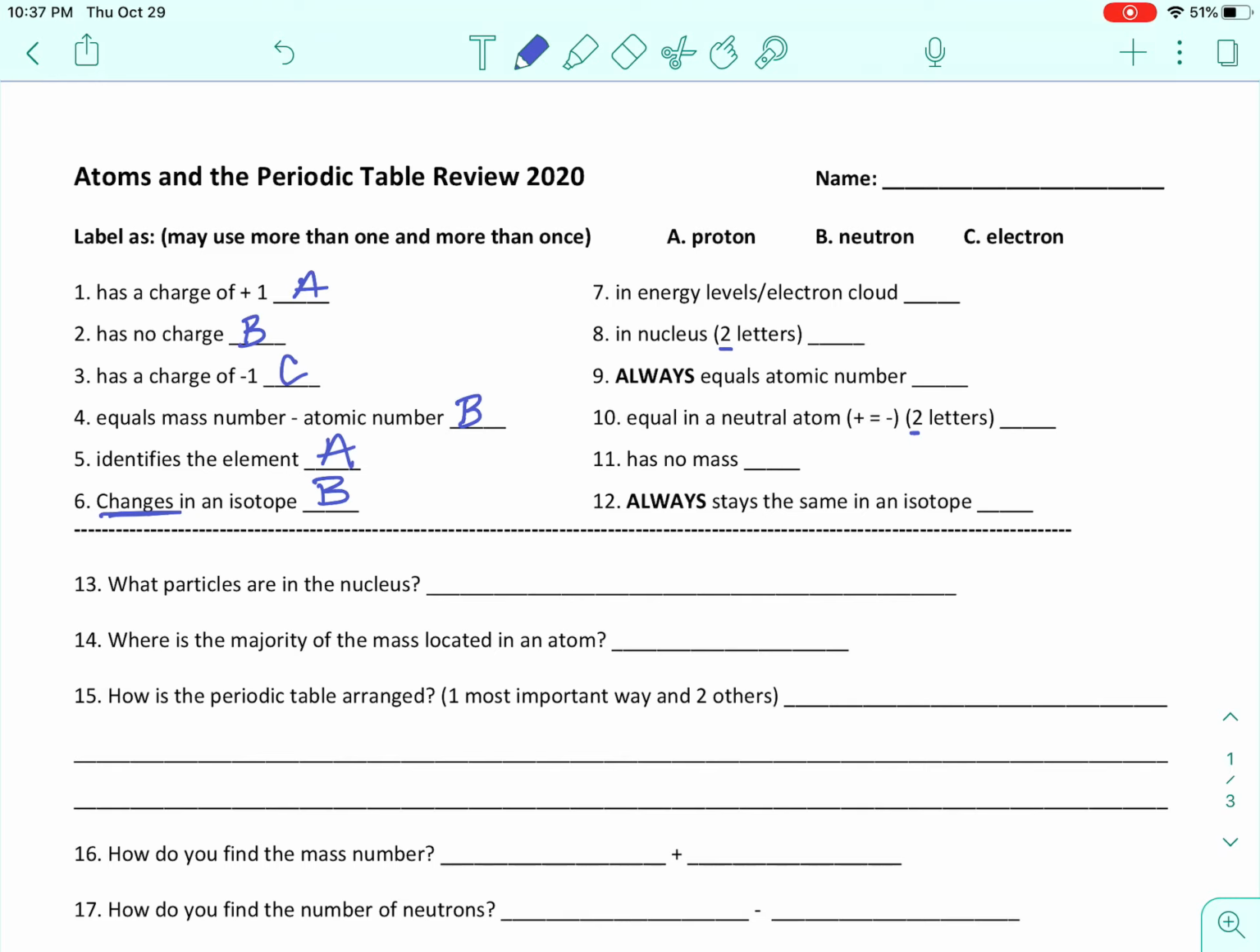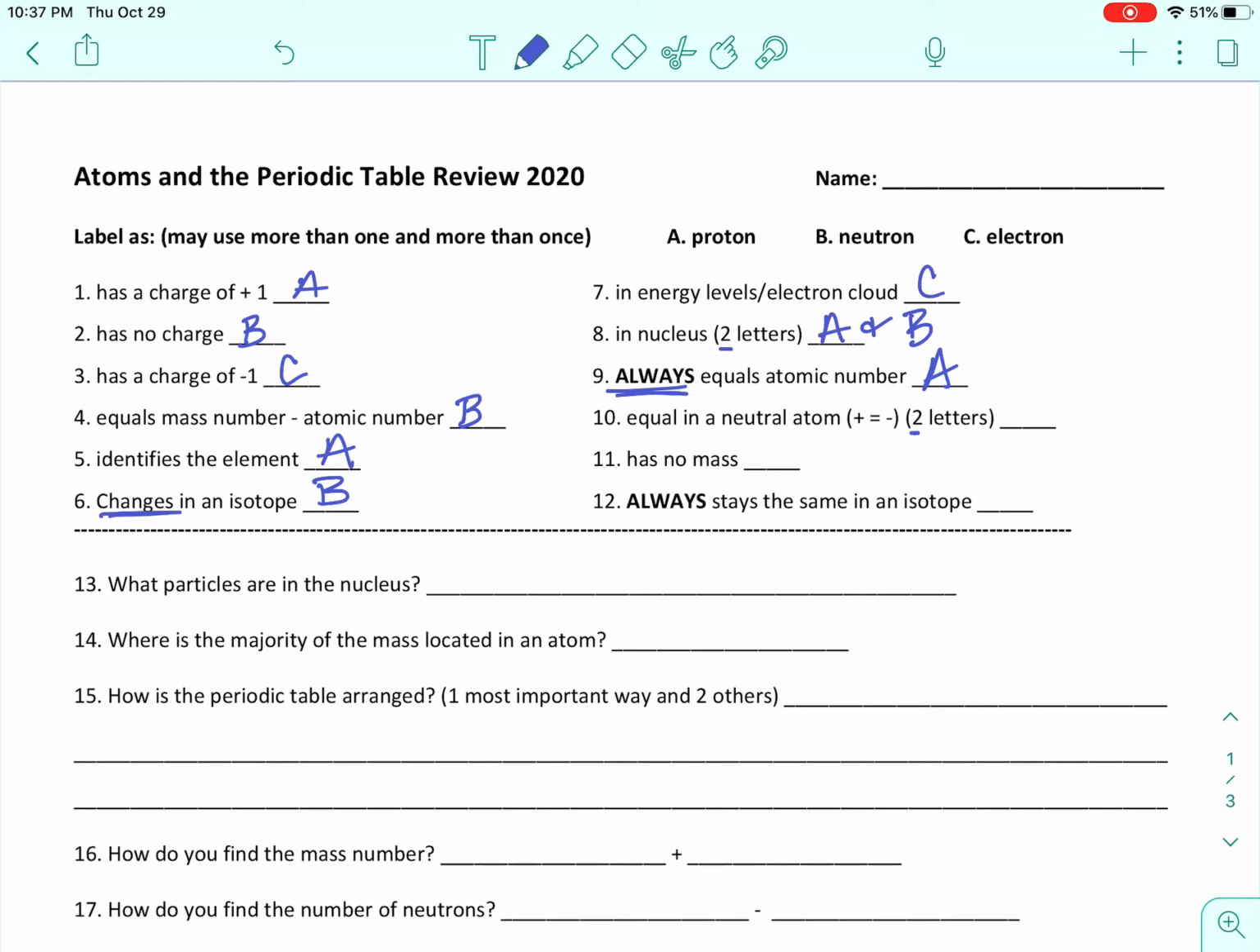Number 7, an energy level or electron cloud, that's the electron. The electrons are in the energy levels. Number 8, what is in the nucleus? That is the proton and the neutron. Always equals the atomic number, so that's going to be the proton. Remember, the electron does equal the atomic number, but that's not always. Remember, that's just for now. So that would be proton.